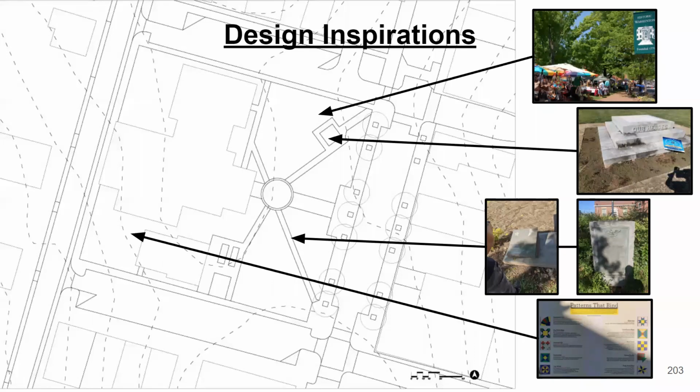And the last thing that stuck out to me was this Patterns That Bind information stand that's back here. And it talks about the quilting history and how that directly affected the economy and also just the culture of Warren County.